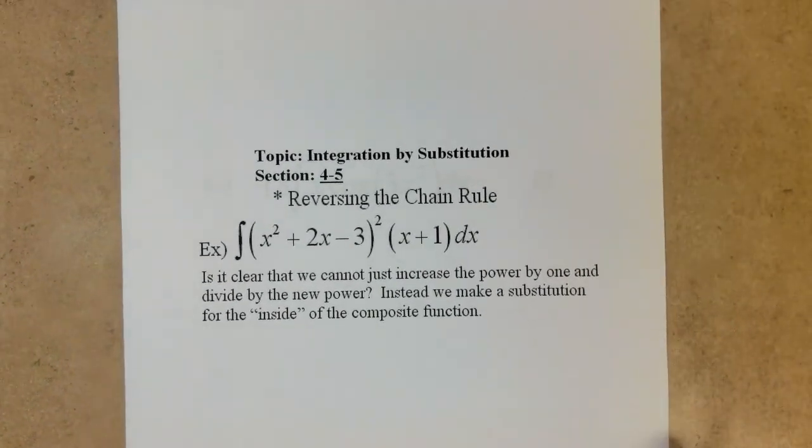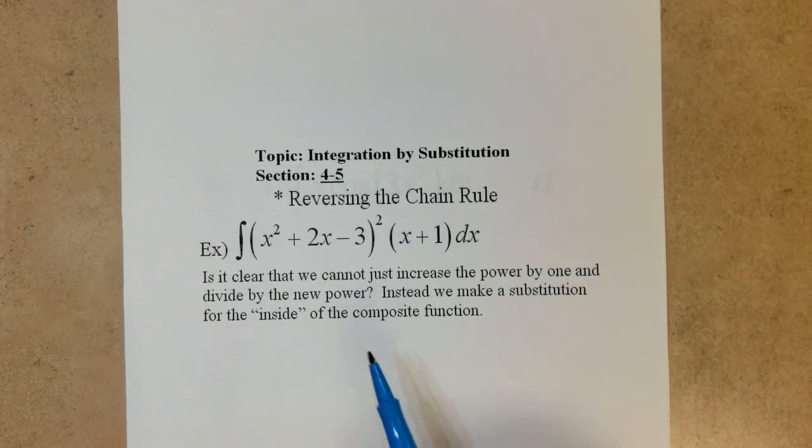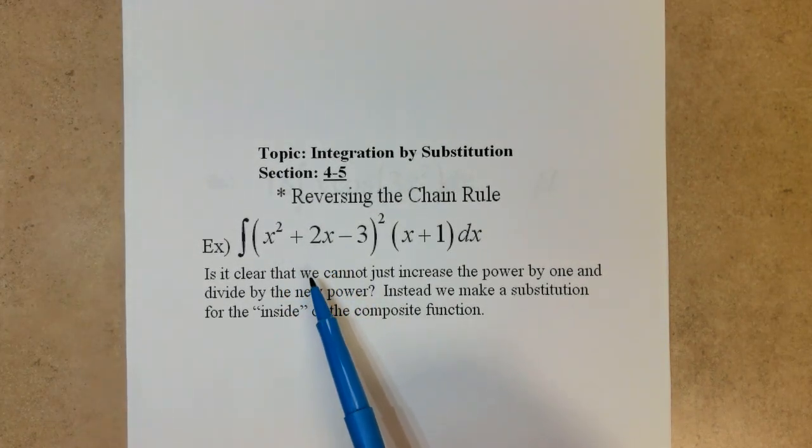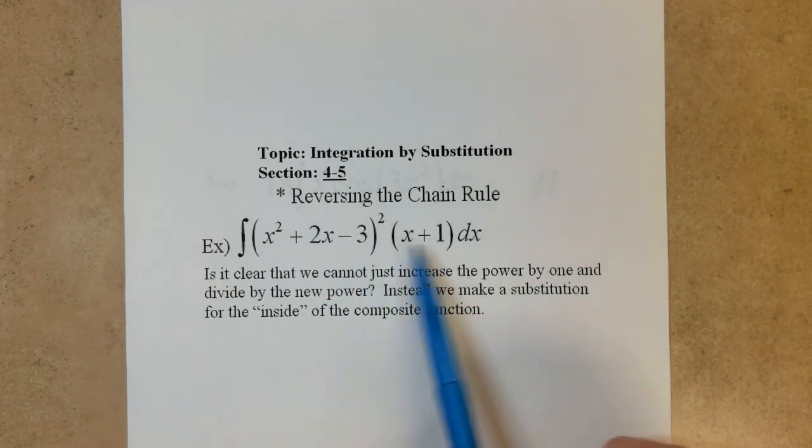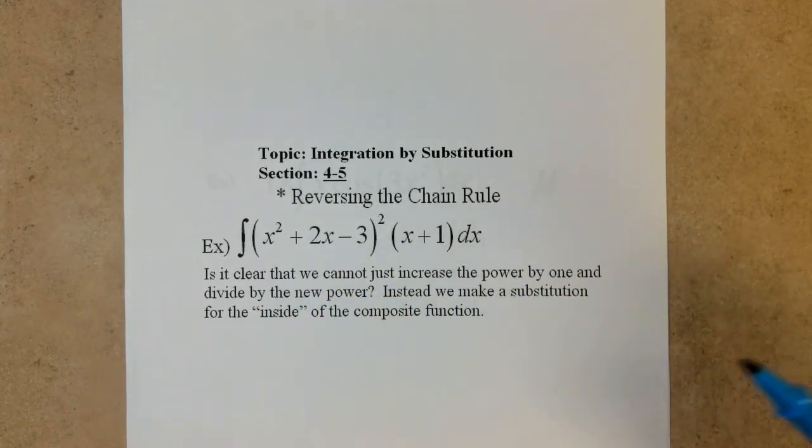Chapter 4, Section 5 is really the reversal of the chain rule, which was our idea of a composite function, a function within another function. In this scenario, we could make this a longer process by multiplying this out, distributing the x plus 1, and then using the power rule, but that just seems like tedious work. So instead, we're going to use something called u substitution, where we try to come up with the innermost function.